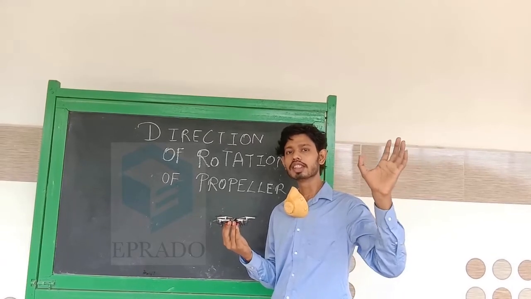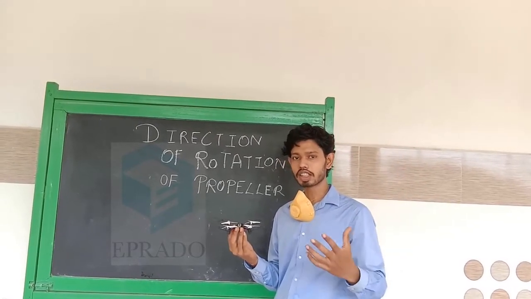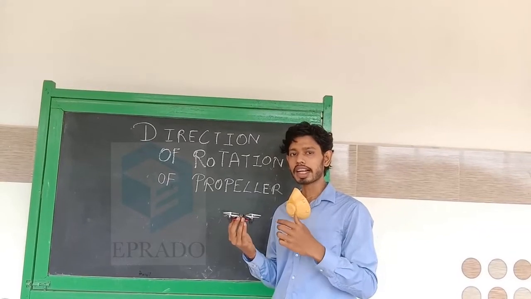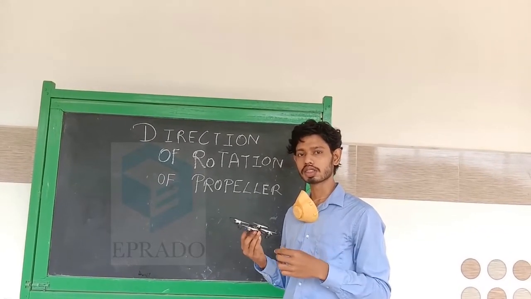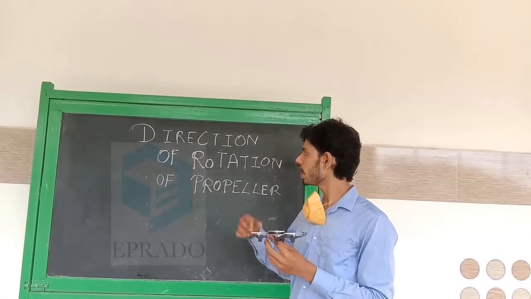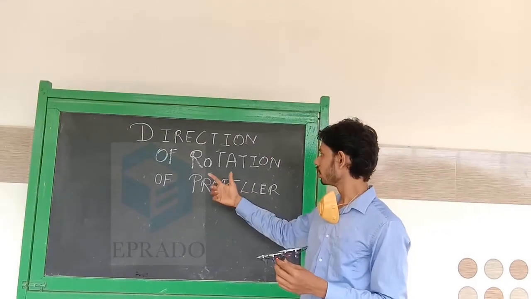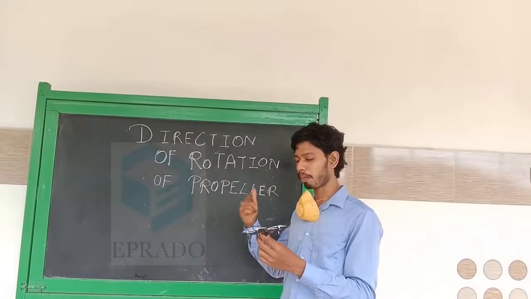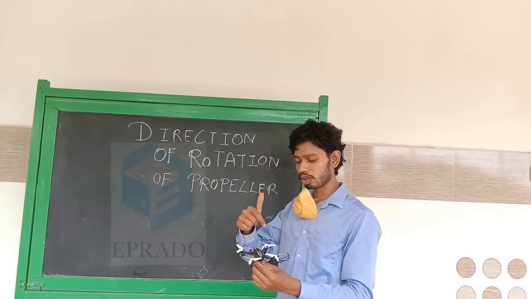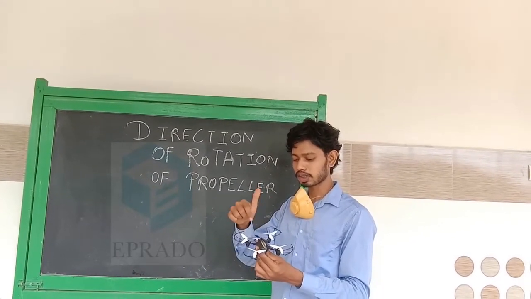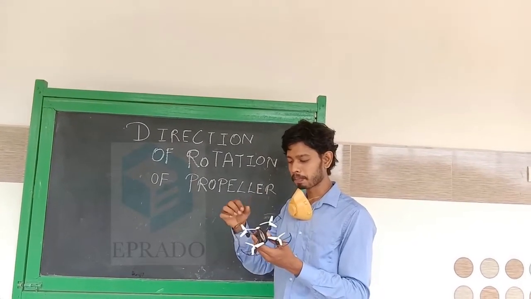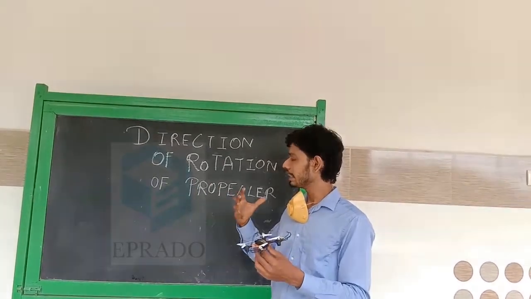Hello students, in the last session we learned about the altitude hold in drones. In this session we are going to learn about the direction of rotation of propellers. So you all know about the propellers. This is called the propeller. So what is the direction of rotation?